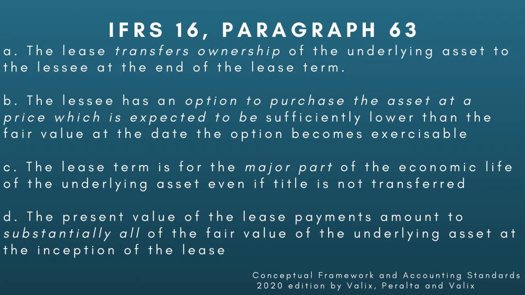Number 2, or letter B, is that the lessee has an option to purchase the asset at a price which is expected to be sufficiently lower than the fair value at the date the option becomes exercisable. Ayan, so merong purchase option yung lessee. So this normally happens at the inception of the lease. It is reasonably certain that the option will be exercised. So doon pa lang sa umpisa ng lease period, meron nang kumbaga kasiguraduhan na i-exercise yung option na yon, yung option to purchase the asset. So it is sufficiently lower than the fair value at the date the option becomes exercisable.